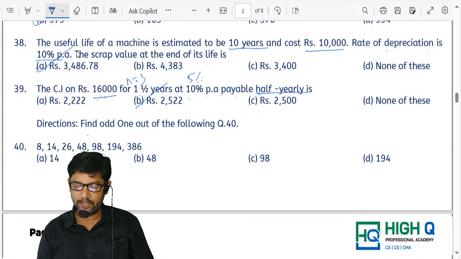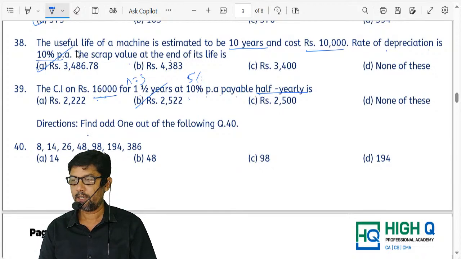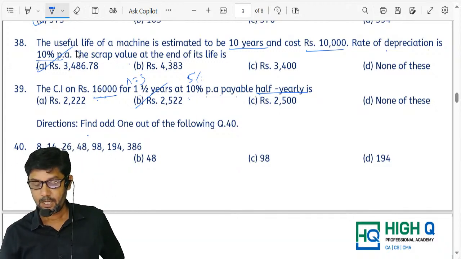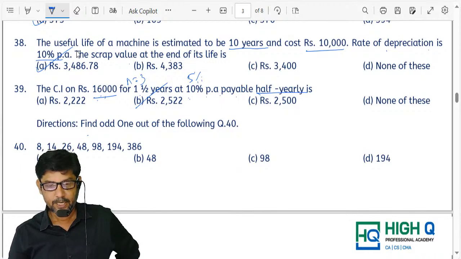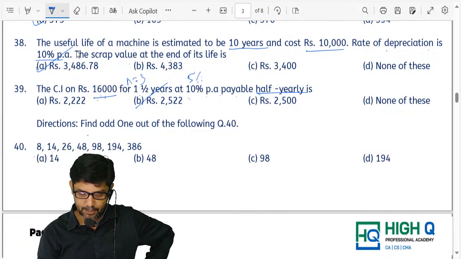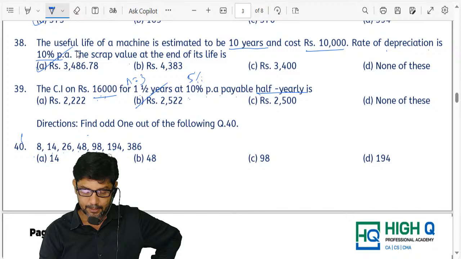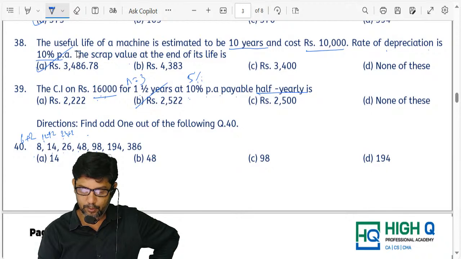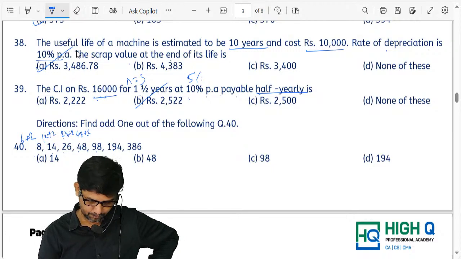Next, find out the odd man out. You didn't get it. Anyone? Odd man out, anyone? Anyone got the answer for odd man out? 8, 14, 26, 48, 98, 194. Okay. Fine. Is it 6 plus 2? 12 plus 2? 24 plus 2? 6 2s are 12, 12 2s are 24, maybe 48 plus 2. Is it 24 plus 2?